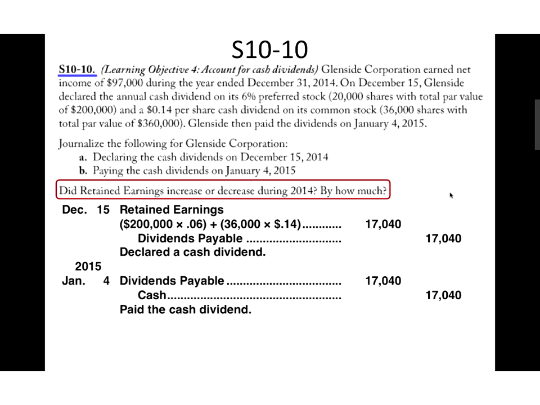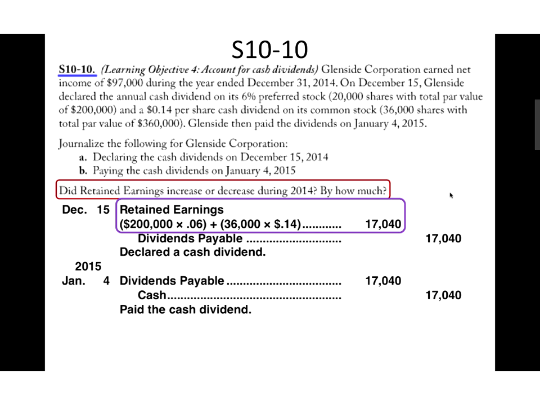But retained earnings, let's go more basic here. Retained earnings is a running total of all our earnings to date less any dividends declared. First of all, retained earnings is debited on December 15th. A debit to retained earnings will reduce it. Retained earnings has a normal credit balance. A debit balance reduces it. So we have a decrease to retained earnings of $17,040.